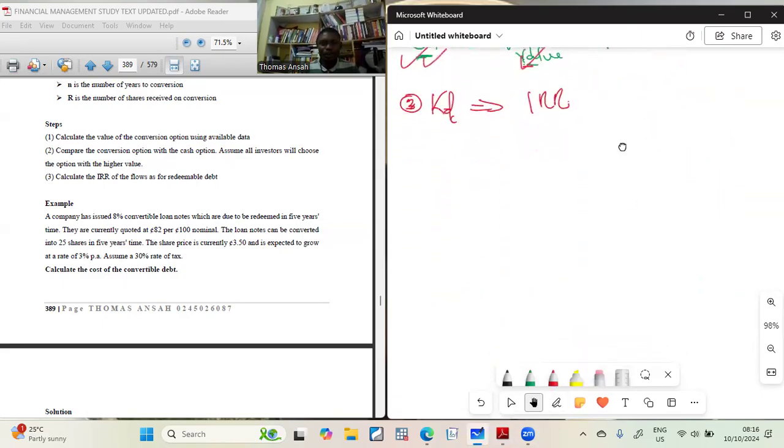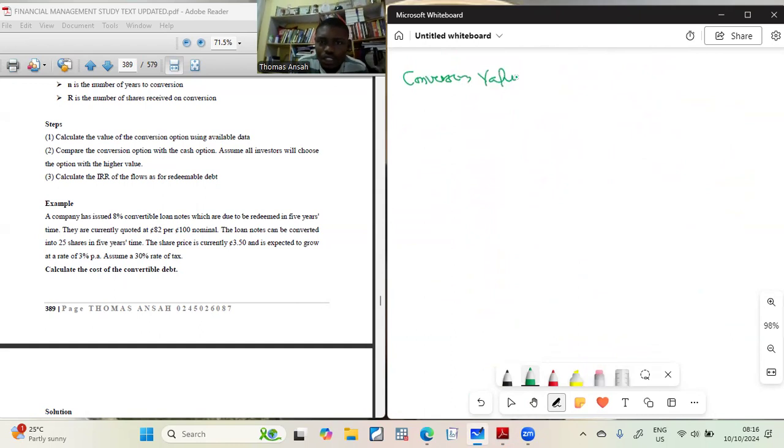So let's look at how we are going to work this. Step one is to calculate the conversion value, which is given by P0 (1 + g)^n times the number of shares. P0 is the share price, that is 3.5, into bracket 1 plus the growth. If there is no growth, growth is 0. This one, they say growth is 3%, so that will be plus 0.03, raised to the power of 5 years. And the number of shares you get at conversion is 25.